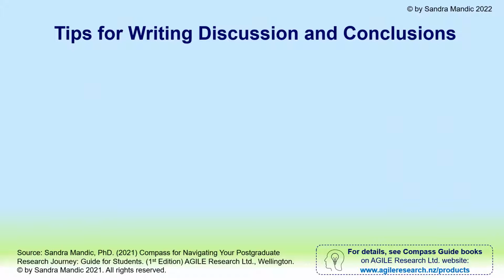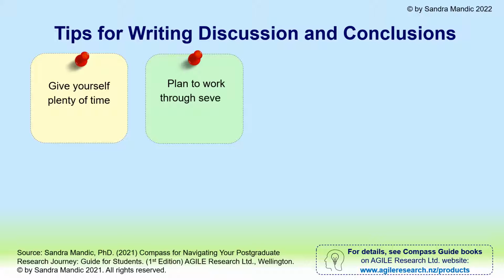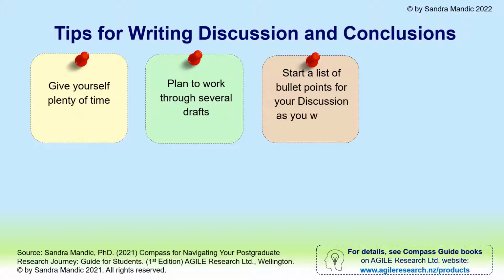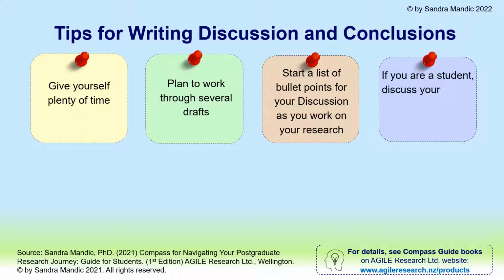Here are some tips for writing discussion and conclusion sections of your research report. Discussion section is difficult to write, and that process will take time, and it will likely take a few attempts to get it right. Give yourself plenty of time and plan to work through several drafts. As you're writing other sections of your research report, it can be helpful to start a list of bullet points to include in your discussion, such as issues to mention as strengths or limitations of your study. If you're a research student, discuss with your supervisor your results and implications of those results. You may get some additional ideas for interpreting your findings.